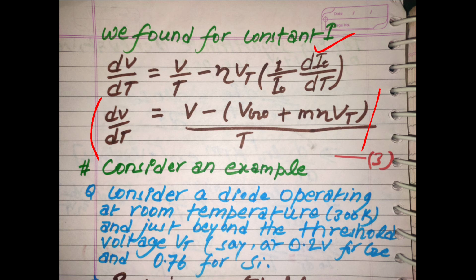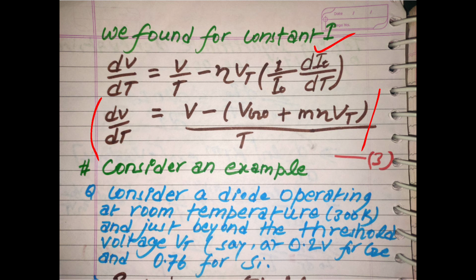Now consider one example to show how the voltage varies with temperature. Suppose a diode is operating at room temperature, 300 Kelvin, and just beyond the threshold voltage, say at 0.2 volt for germanium and 0.76 volt for silicon. So we take a voltage greater than 0.2 volt for germanium, and for silicon more than 0.76.